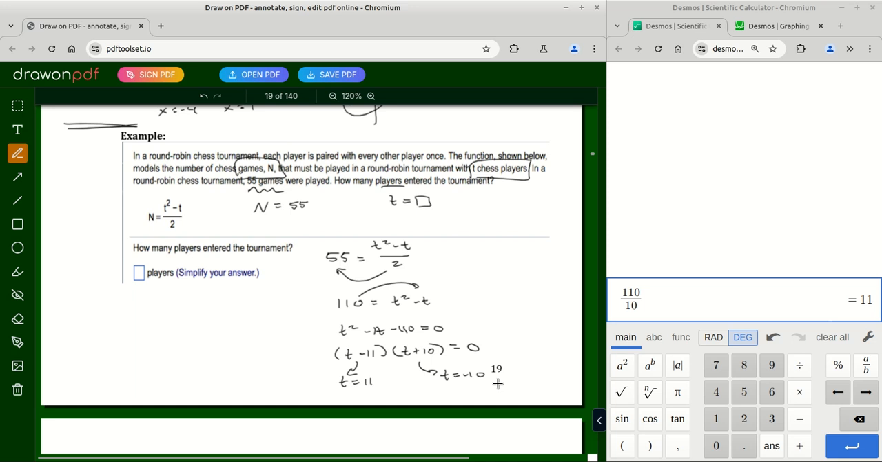We're done! Put it in the box. Players. Can you have -10 players? No, you can't. So just don't do that. Only positives, because, again, we're talking players, as in physical people, and you can't have a negative amount. So there you go. We did it.